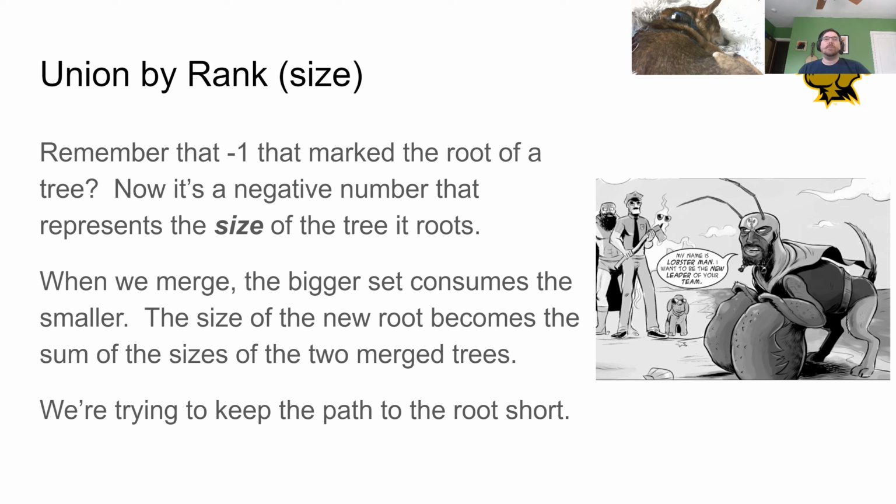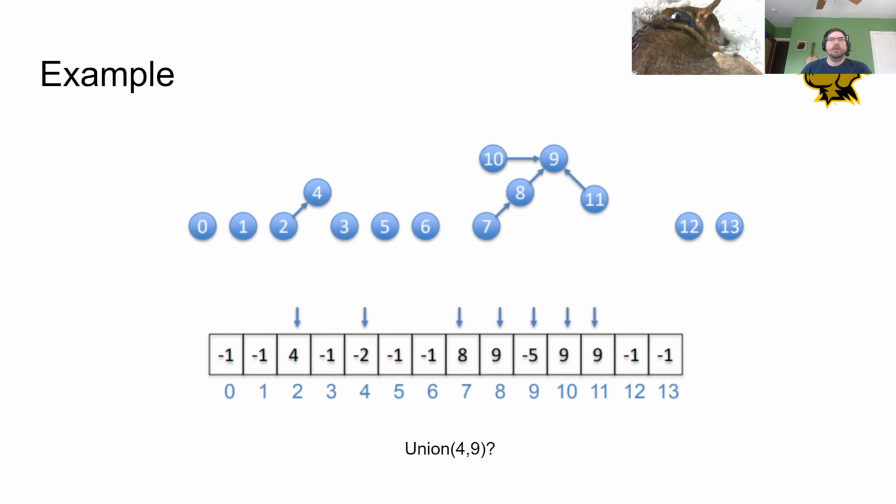But now, rather than have it just be -1, we're gonna have it be -1 times the size of the team. So here, if we have 9, 9 is going to have a -5 because there's 5 items in that tree. Team 4 is going to have a -2 in it because there's 2 items in that tree.